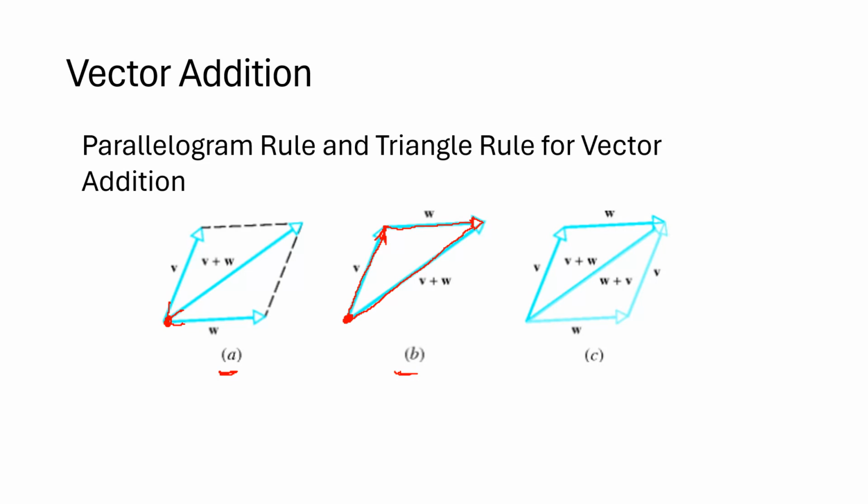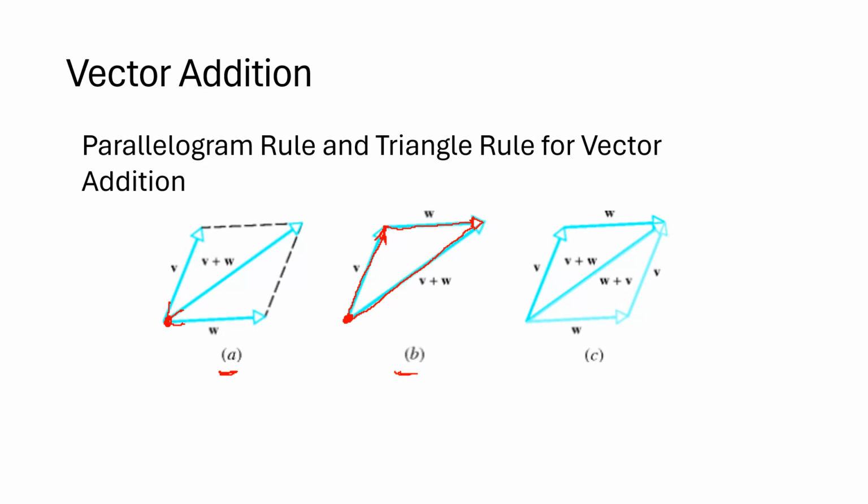Okay, now on the third figure, the C here, we can construct the sum of v plus w and w plus v by the triangle rule. So this construction makes it evident that v plus w is equal to w plus v, and the sum obtained by the triangle rule is the same as the sum obtained by the parallelogram rule.